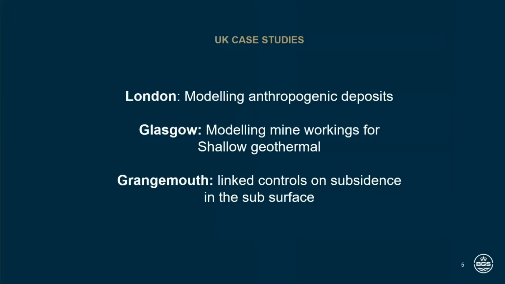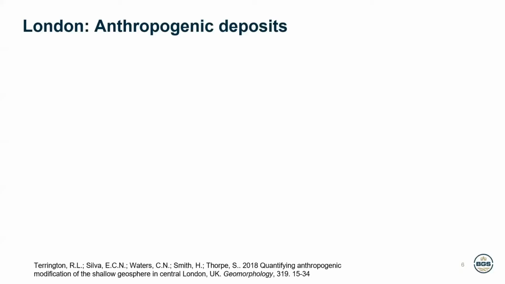Okay, so I'm going to use 3 case studies. I'm going to use London to talk about anthropogenic deposits. I'm going to use some work that we've been doing in Glasgow on shallow geothermal to talk about scale and uncertainty. And then finally, I'm going to talk about a place called Grangemouth, which is just between Edinburgh and Glasgow, about halfway between those 2 cities, to talk about understanding controls on subsidence.